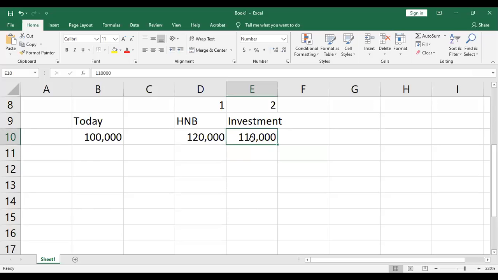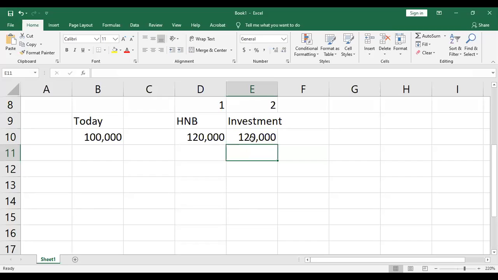Then it gives 120. So what will your option be? Now both of them are giving the same amount of money. Again option one, because putting money in HNB is lower risk than investment.